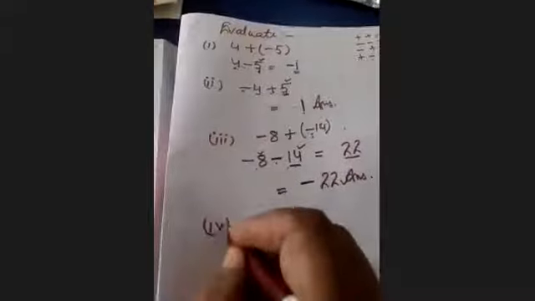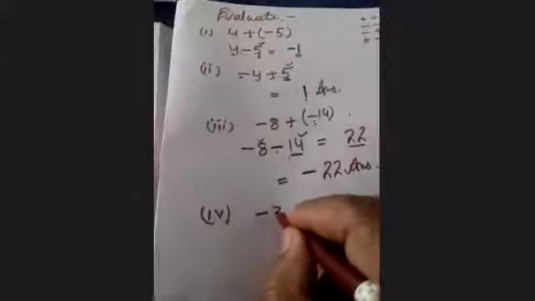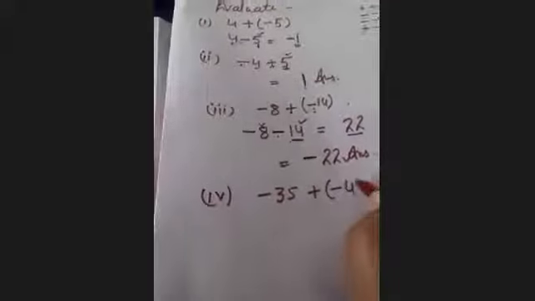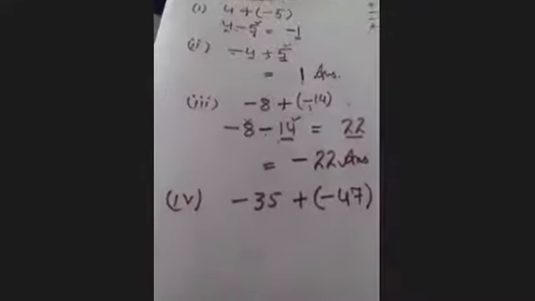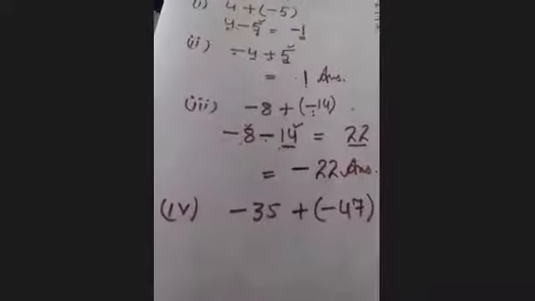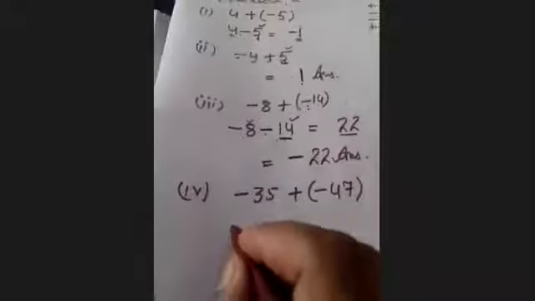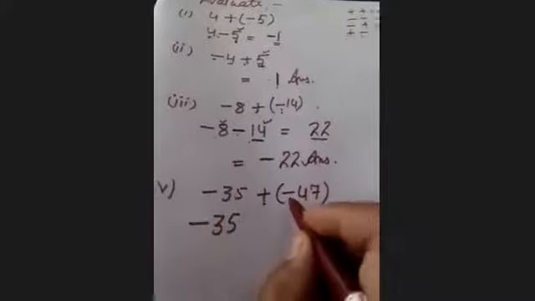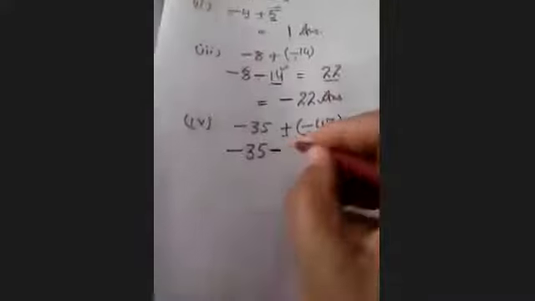Clear, students? Next is the fourth: -35 plus -47. -35 plus -47. First, write -35 as it is. Now we have plus minus, which is minus. So write here -47.